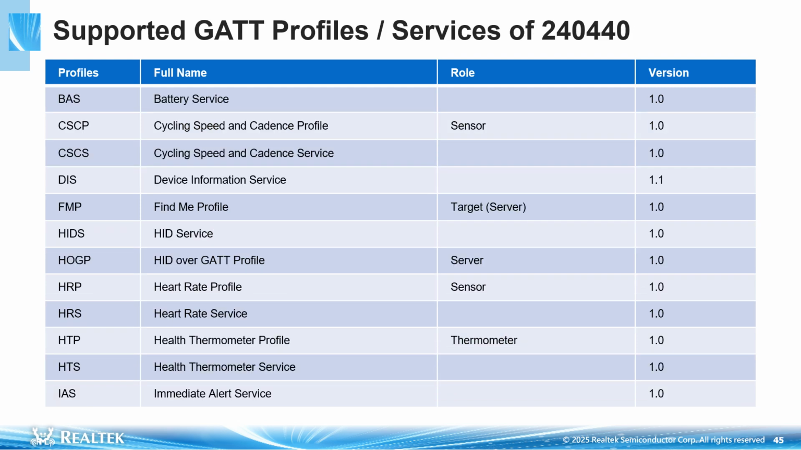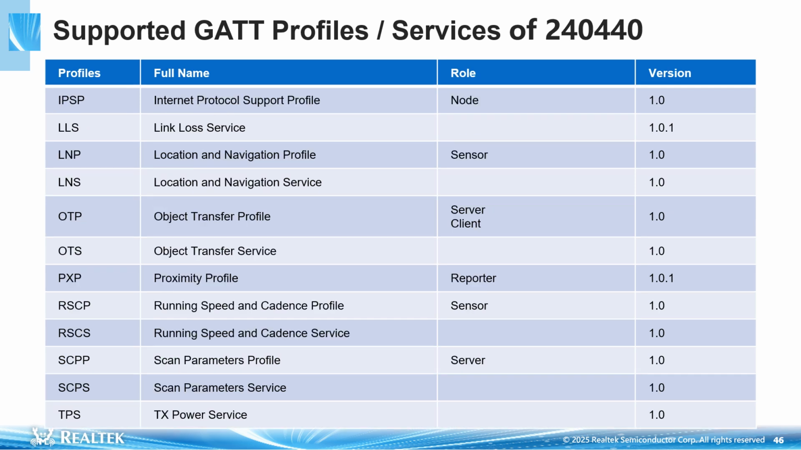This is the supported GATT profiles and services table of 240440, including BAS, CSCP, CSCS, DIS, FMP, HIDS, HOGP, HRP, HRS, HTP, HTS, IAS, IPSP, LLS, LNP, LNS, OTP, OTS, PXP, RSCP, RSCS, SCPP, SCPS, and TPS.